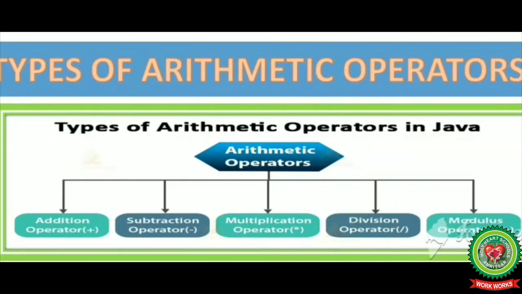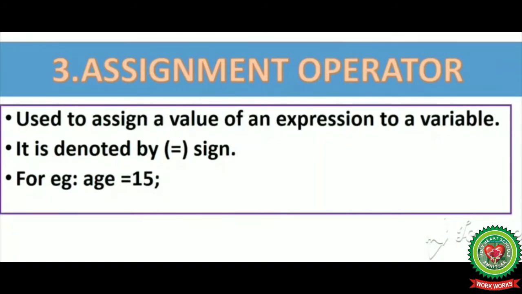The next category of operators is the assignment operator, used to assign the value of an expression to a variable. It is denoted by the equal to sign. For example, age is equal to 15. Now 15 is a value that is assigned to variable age. If we write int a is equal to 12, then 12 is a value which is assigned to variable a with the help of the equal to sign. So equal to sign is an assignment operator used to assign a value to a variable.